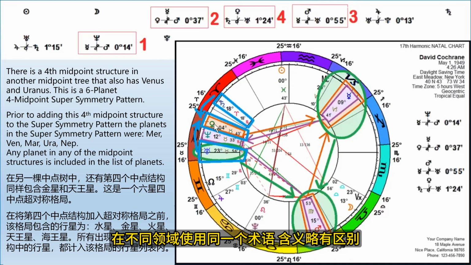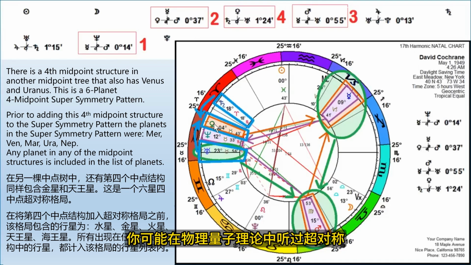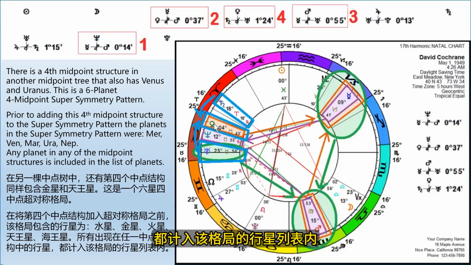We do this all the time. We use the same terms in different contexts to have somewhat different meanings. But anyway, you've probably heard supersymmetry in a different context in terms of physics, quantum theory. But here, this is what it means within the context of vibrational astrology. So, just to read the last sentence on this slide, any planet in any of the midpoint structures that we've already included in our supersymmetry pattern is included in the list of planets that we're considering.